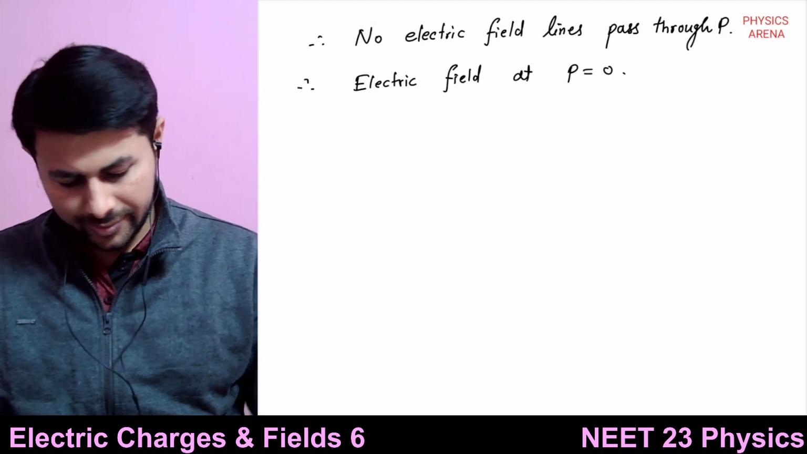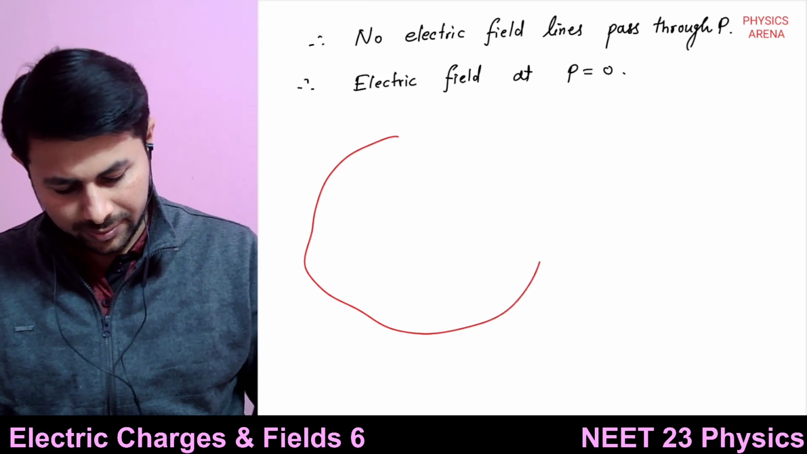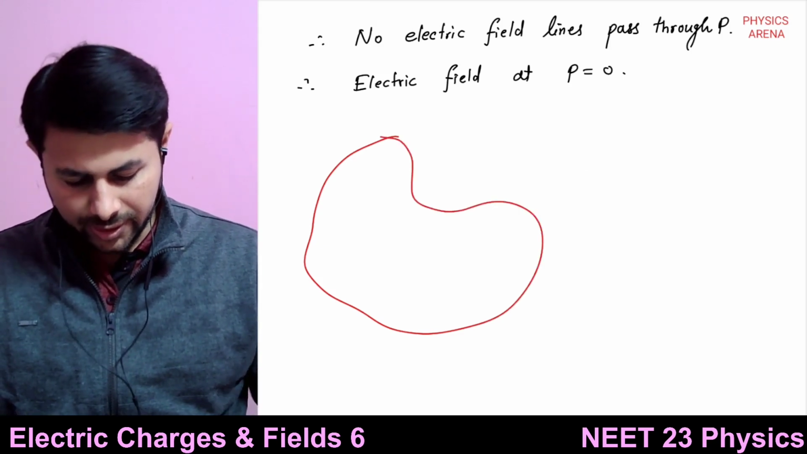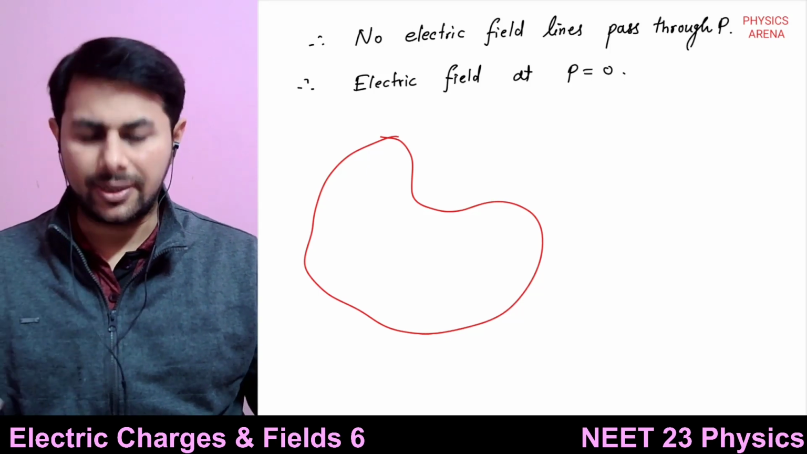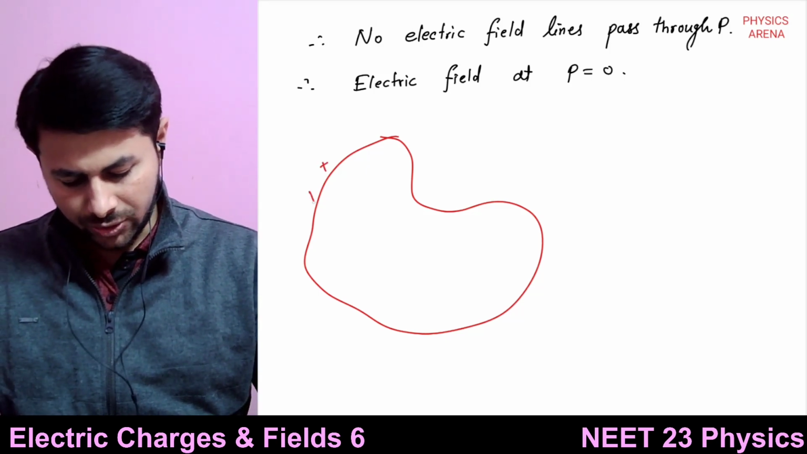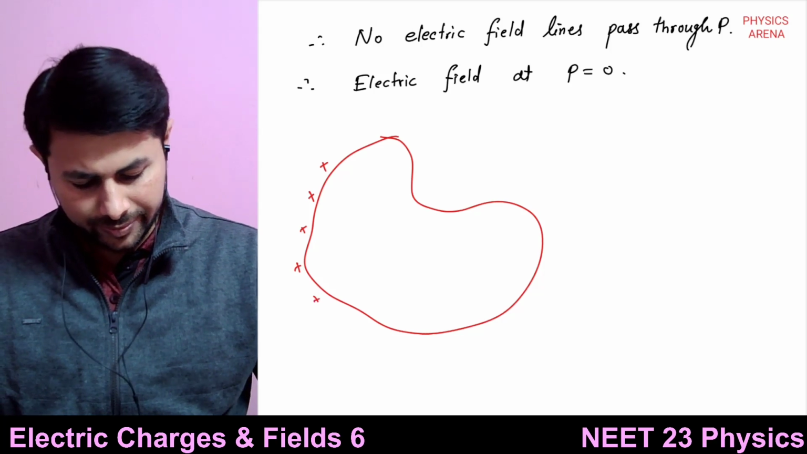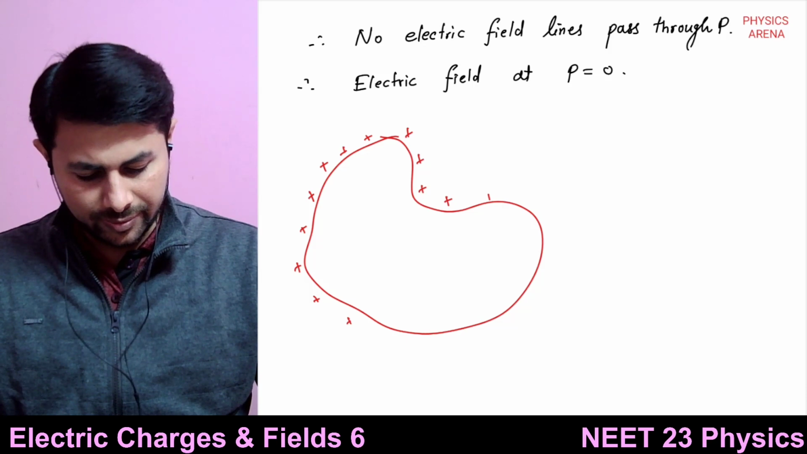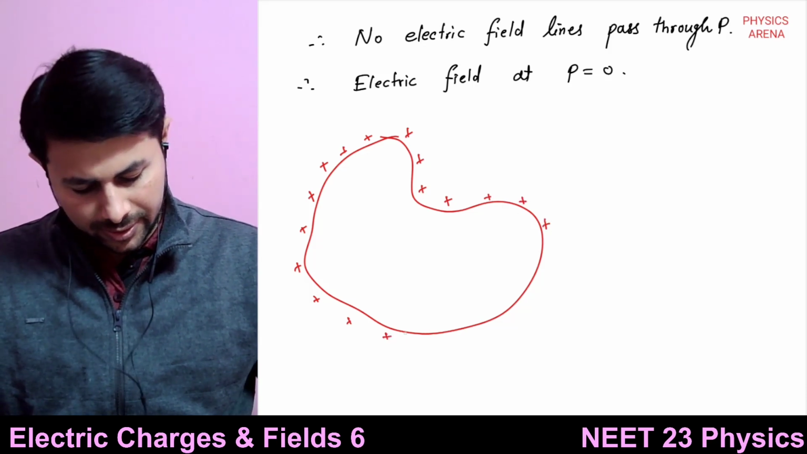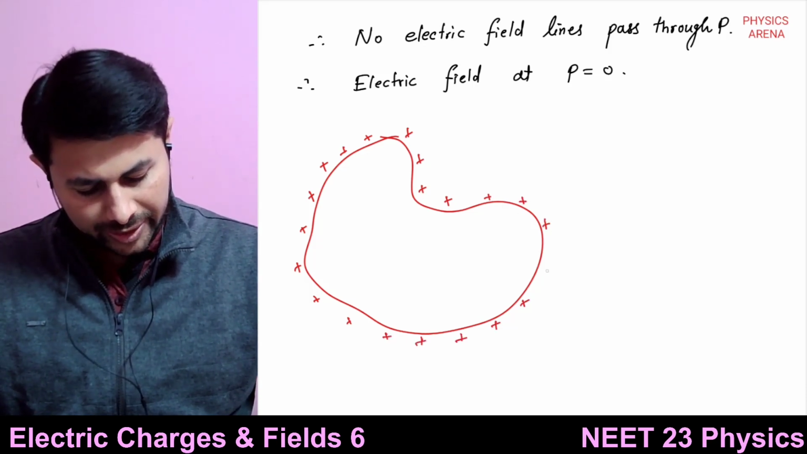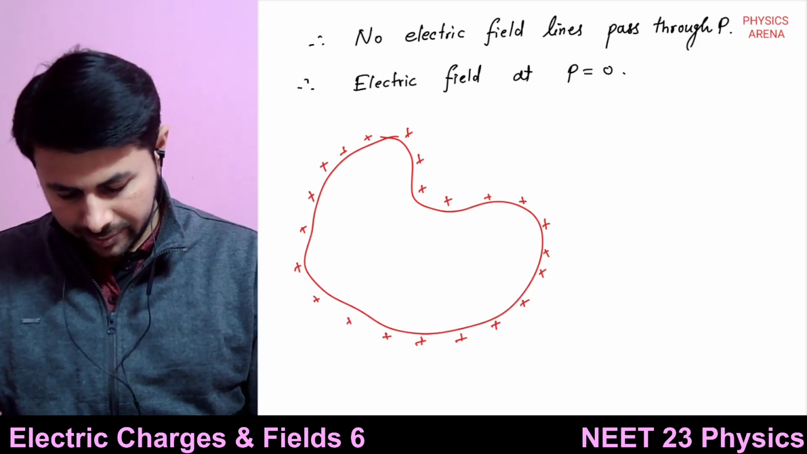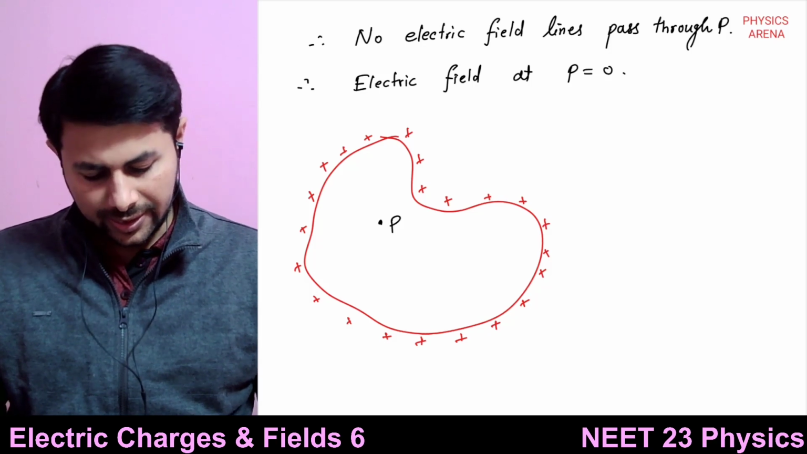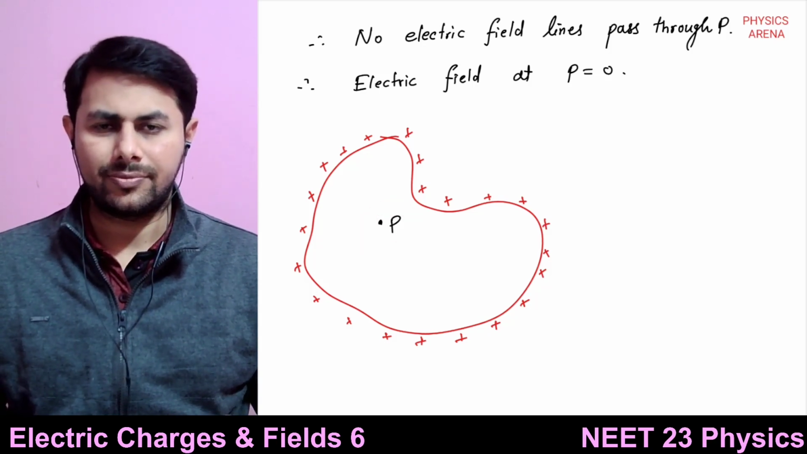You take some surface like this, right? This is a hollow surface having this kind of a shape. So there is some charge uniformly distributed all over this surface. How much would be the electric field at any point which is inside this surface? This is point P. So electric field inside this surface would be 0.